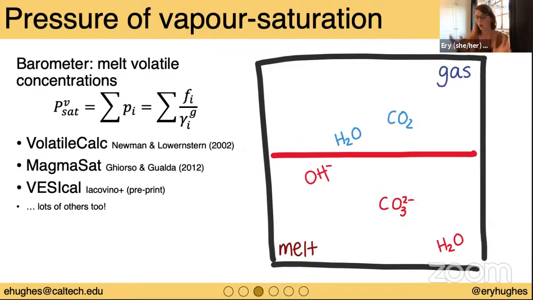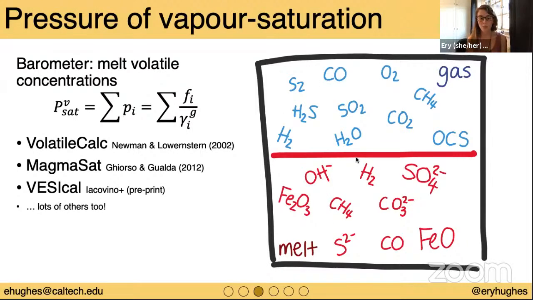There are lots of available codes out there to calculate the pressure of vapor saturation, such as VolatileCalc, MagmaSat, and a new one, VESIcal. And these models tend to assume that hydrogen in the melt is dissolved as hydroxyl ions or molecular water, and that if you're looking at a basaltic system like we are, the carbon is dissolved as carbonate. They also assume that the gas is just water and CO2. So what I want to look at is how including reduced carbon and hydrogen species, both in the melt and in the gas phase, changes the calculated pressure of vapor saturation, and also how including sulfur also affects it.